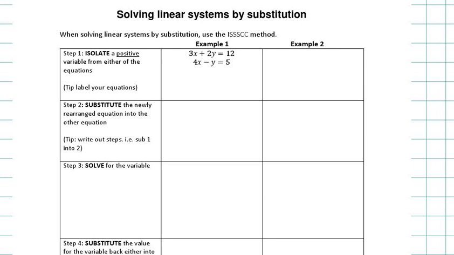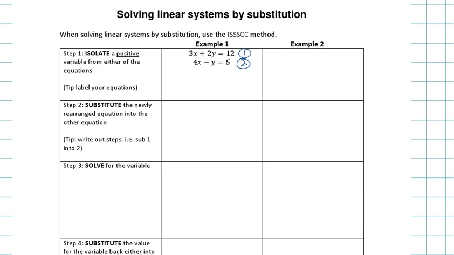The first step is to isolate a positive variable from either of the equations. And I give you a tip to label your equations. Okay? So I have the 2 equations here. The first one is 3x plus 2y equals 12. The second one is 4x minus y equals 5. So the first thing you probably want to do is label your equations as equation 1 and equation 2.